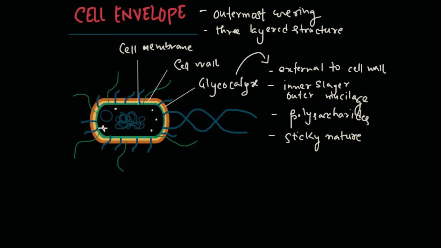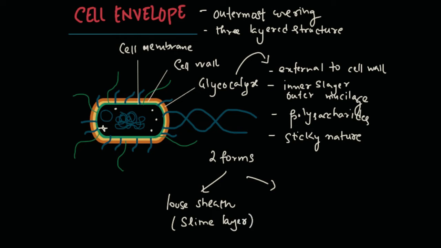Glycocalyx can be of two forms. If it is in the form of a loose sheath, very unorganized and can be removed easily, then it is called a slime layer. And in case it is thick, tough, well organized, and cannot be easily washed off, then it is called a capsule.